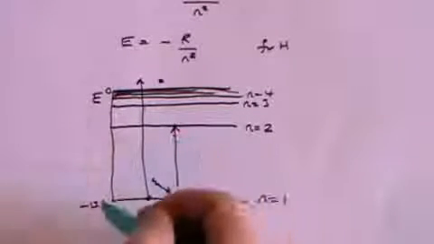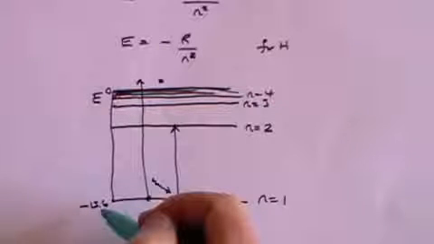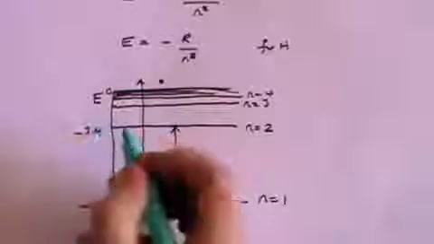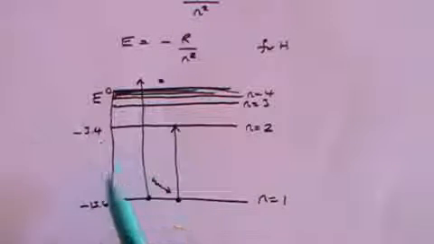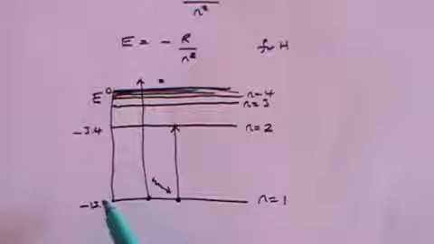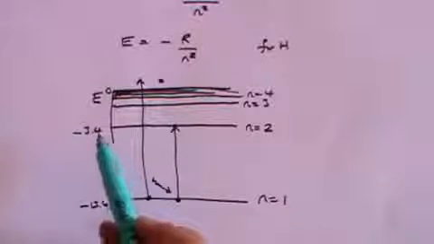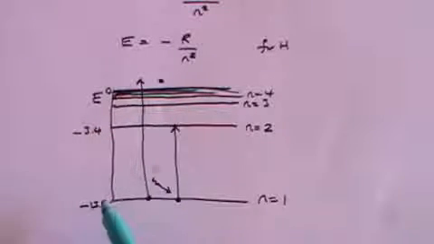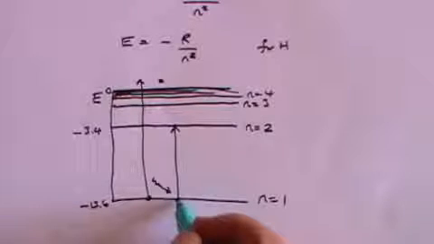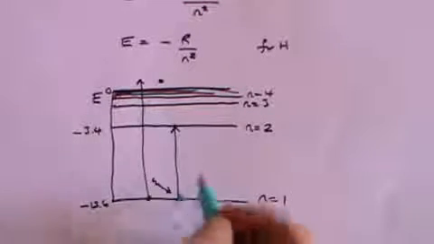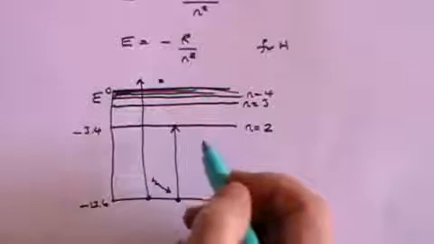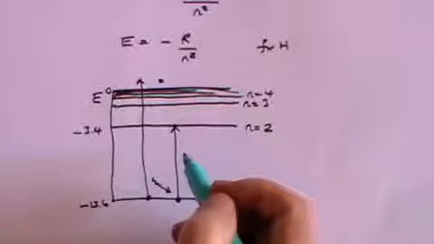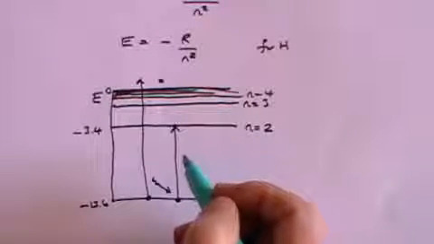Remember, the n equals 2 is a quarter of 13.6, which means it's minus 3.4 electron volts. So that means that the incoming photon has to have an energy of 10.2 electron volts, in other words, precisely the difference between these two values. And if it does, then it transfers all its energy to the electron, and that moves it up to the n equals 2 level. You might say, well, suppose it had a little bit more energy than 10.2. Suppose it had 10.3. What happens then?